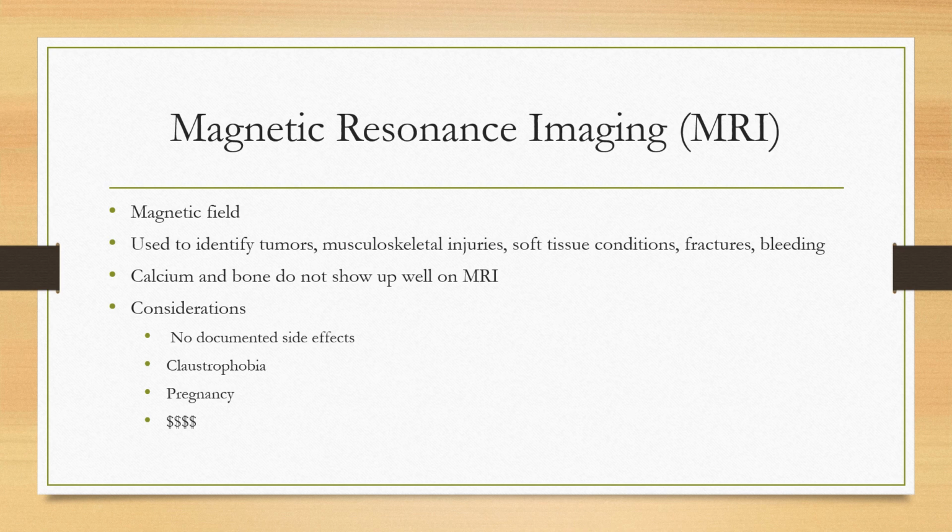MRIs use magnets to align all the atoms in the body. And then when that magnet is turned off, those atoms generate radio waves that are at different frequency depending on the location and chemical environment of the atoms. And the computer picks that up and is able to create that image. MRIs are a lot better at tumors, musculoskeletal injuries, soft tissues. Calcium and bone don't show up really well on MRI.